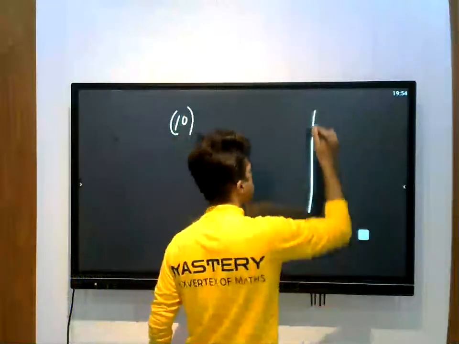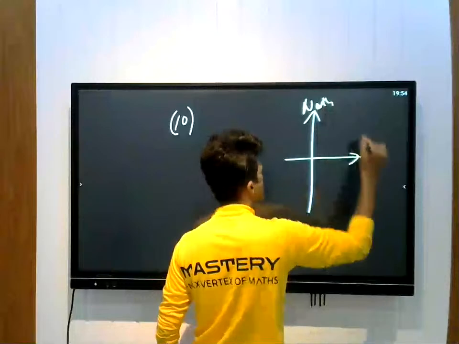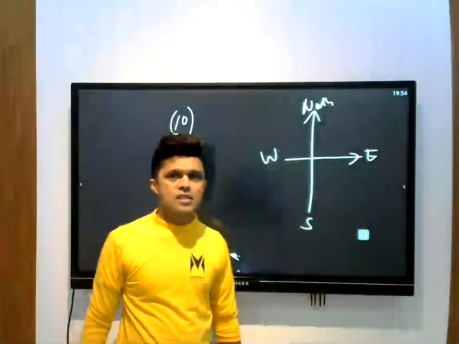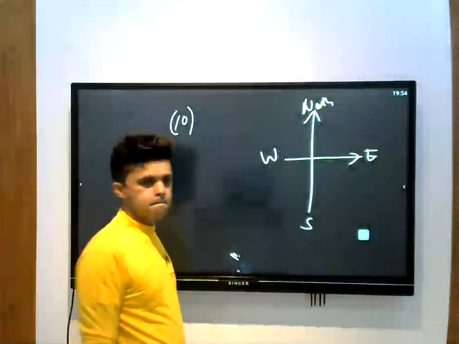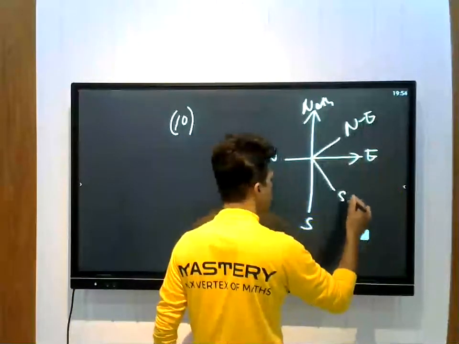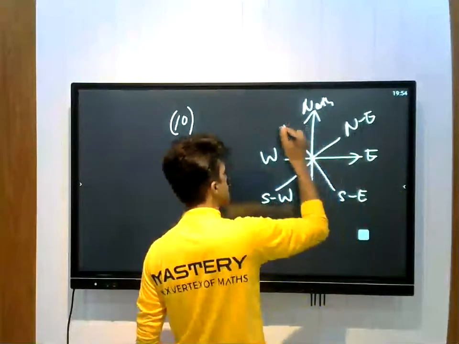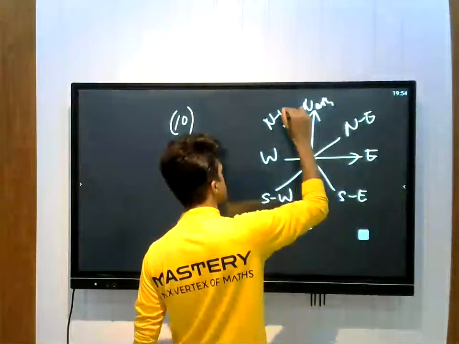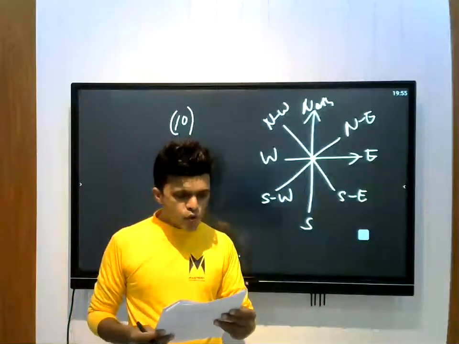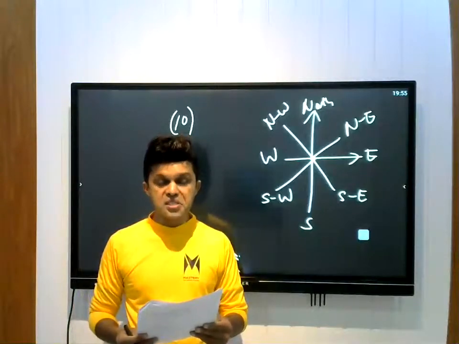You know the directions: north, east, south, west. This is northeast, this is southeast, this is southwest, and this direction is northwest. So the question mentions that Isuri can see Amisha in the direction of northwest.